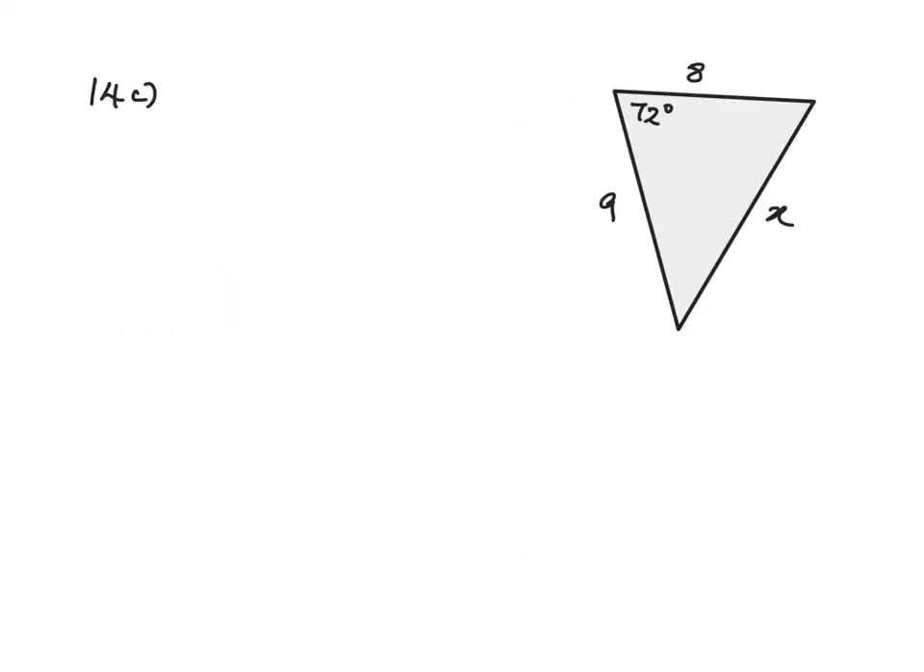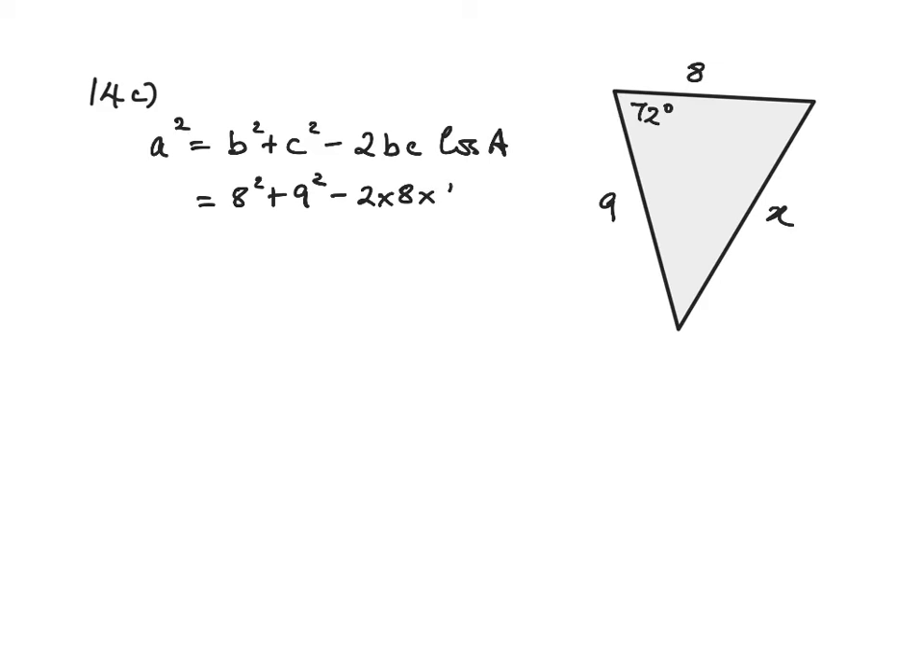We don't have a side angle pairing, so it's got to be the cosine rule, and it's a missing side. So the formula we use is a squared equals b squared plus c squared minus 2bc cos A. It doesn't matter whether we have the 8 first or the 9 first, it doesn't matter at all. 2 times 8 times 9 and the cos of 72 degrees. You can put that straight into your calculator if you want. As long as you're careful, you'll get the correct answer.